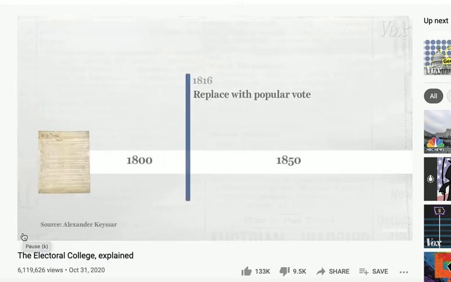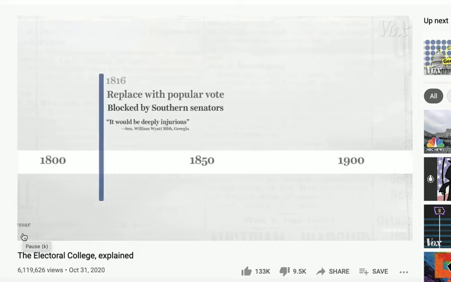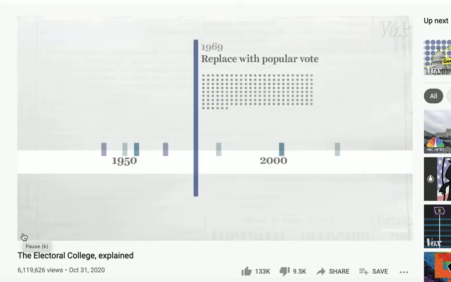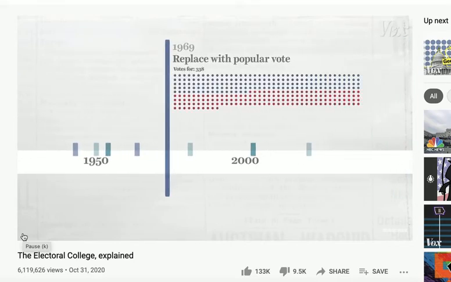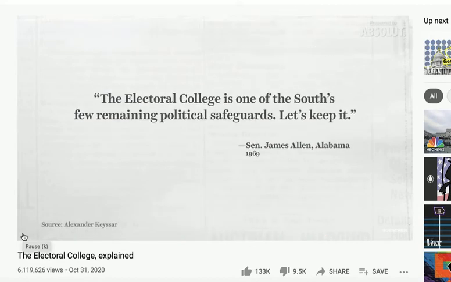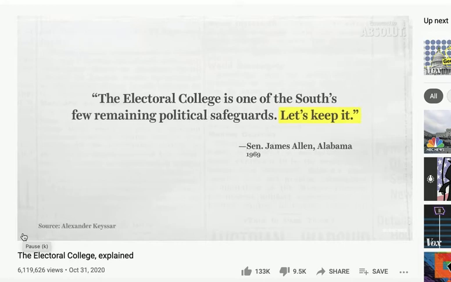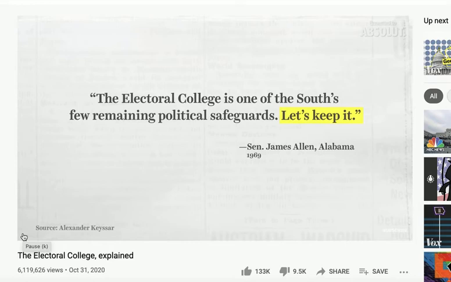The first time Congress attempted to replace the Electoral College with a simple popular vote was back in 1816, but senators from southern states blocked it, saying it would be deeply injurious to them. In 1969, Congress came even closer. Replacing the Electoral College had support in both parties and even passed the House, but it was blocked again by Southern senators. A senator from Alabama wrote, "The Electoral College is one of the South's few remaining political safeguards. Let's keep it. Why change a system that historically had and still was benefiting white Southerners?"